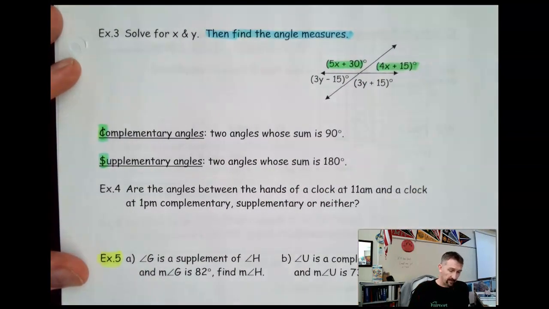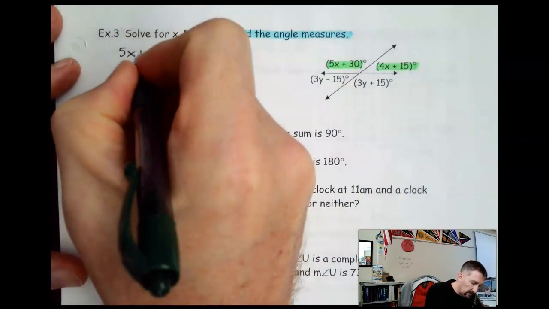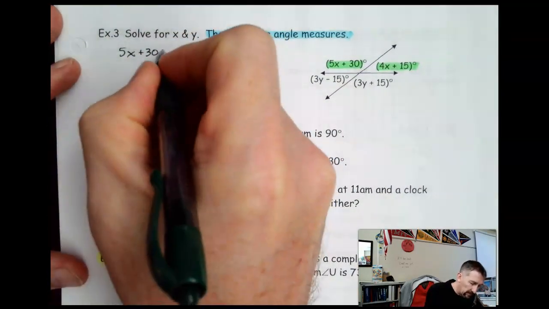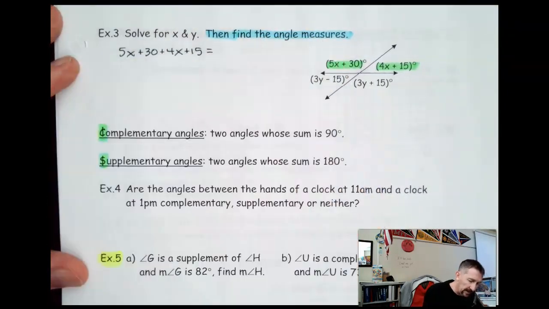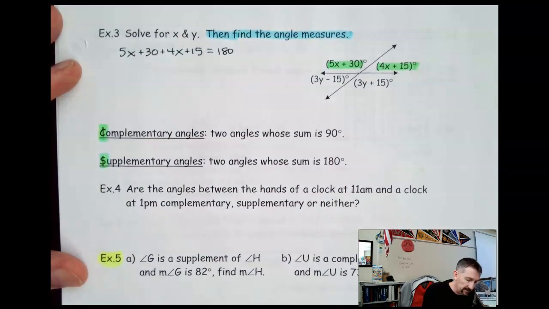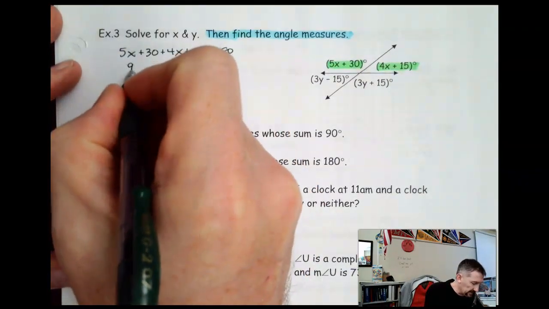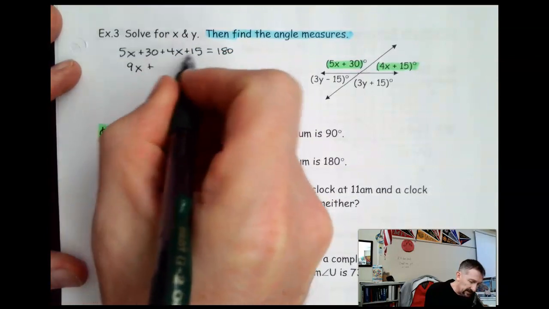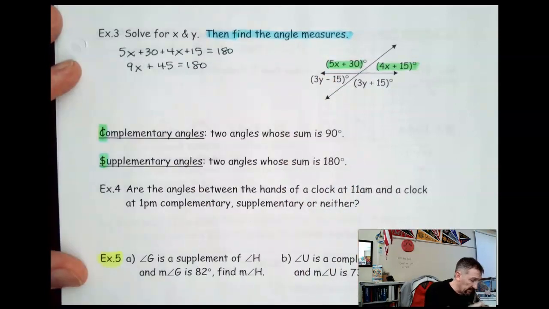That's a linear pair. So our equation could be 5x plus 30 plus 4x plus 15, and that's a linear pair, so that's going to add up to 180. Okay? So I'm going to combine like terms. I'm going to add those together. That's going to be 9x. I'm going to combine like terms these numbers. That's going to be 45. And I have 180 here.